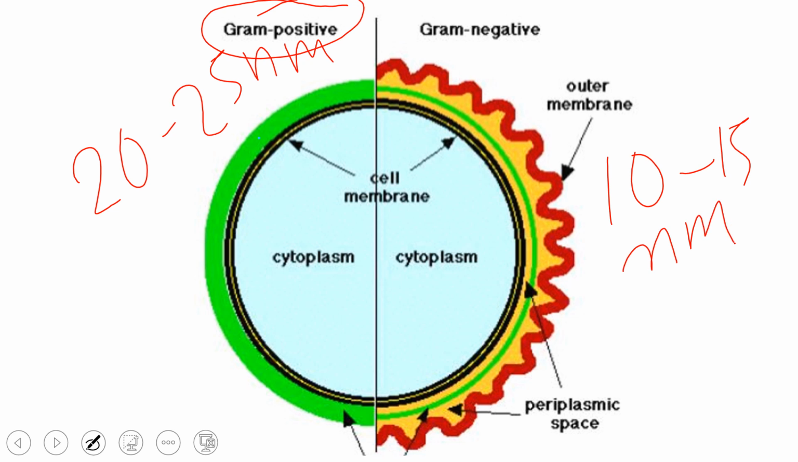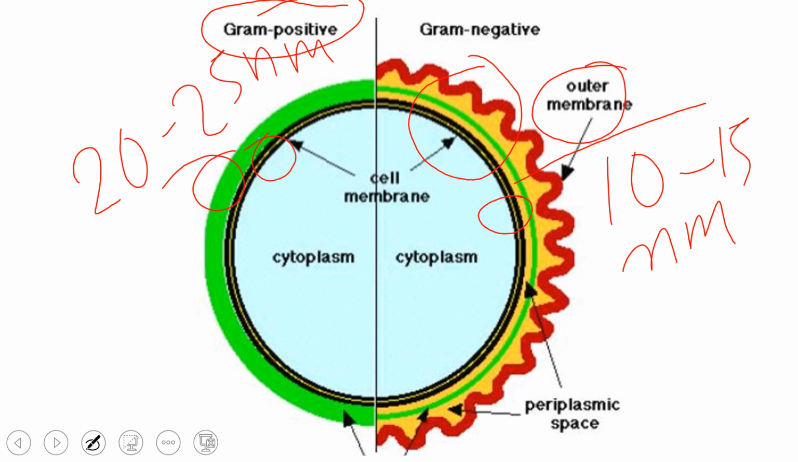So the gram-negative bacteria is more complex than the gram-positive bacteria. You can see here, the gram-negative bacteria is composed of the outer membrane, then the peptidoglycan layer, the green one, and then there is the periplasmic space, and then the inner membrane, which is called the cell membrane. But in the gram-positive bacteria there is only the peptidoglycan layer and the cell membrane. So these are the basic differences.